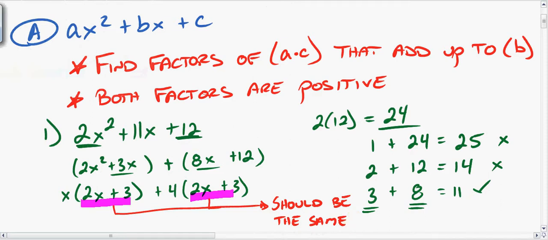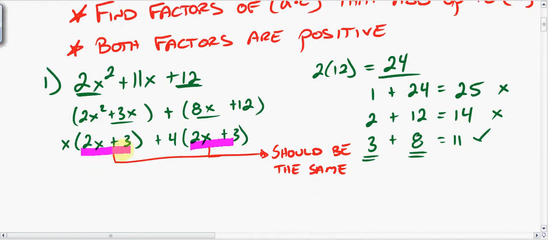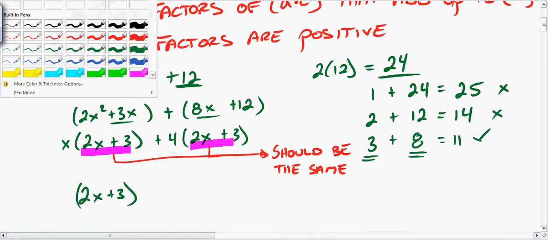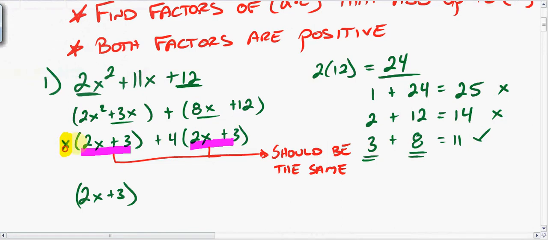Alright, but we're in good shape. Both our quantities are the same. So I'm going to factor the 2x plus 3 out. So essentially you can think of it this way, where whatever is written twice, you simply write once. I'm going to factor out the 2x plus 3. Then I'm going to look at the information that I have outside of the two quantities that are the same. So I've highlighted it here. Go ahead and read that.